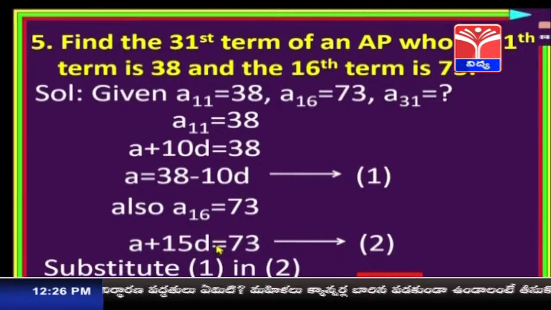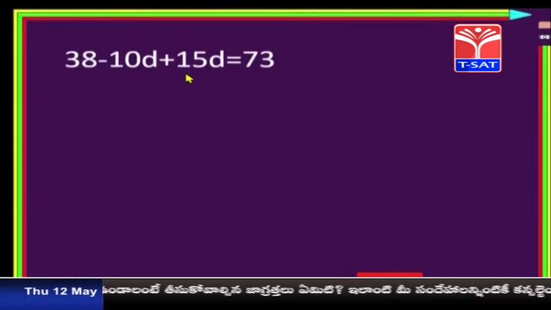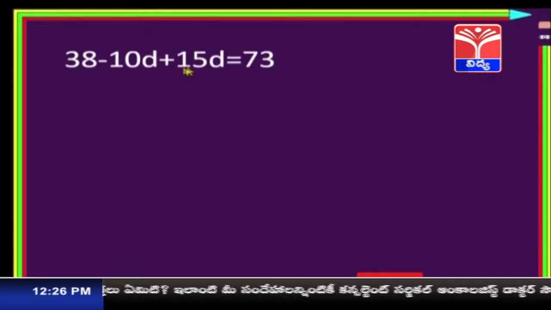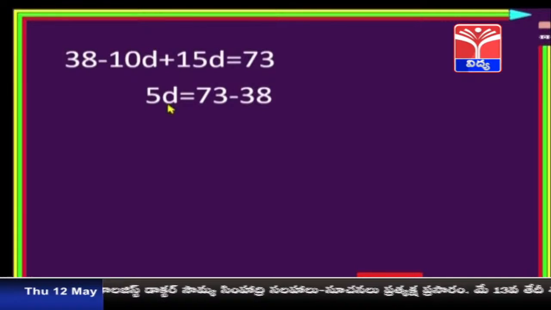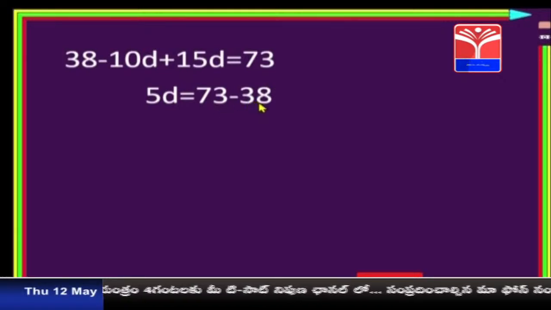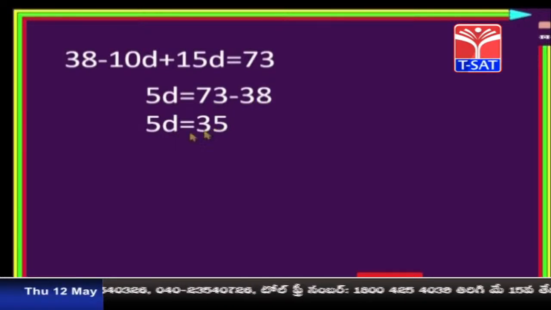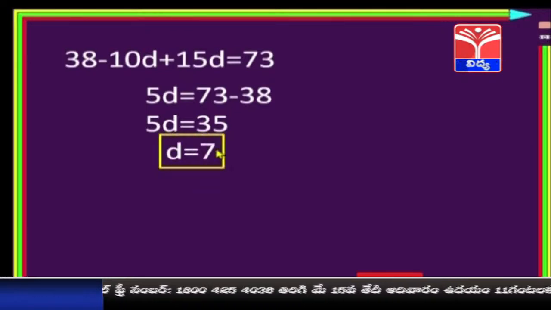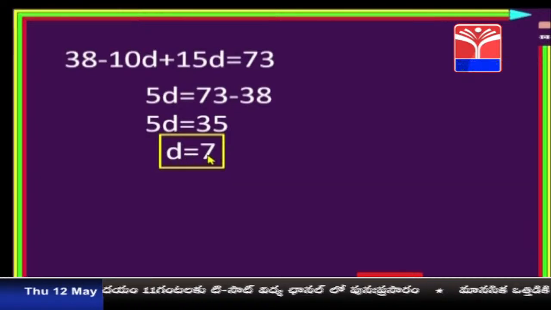So, then this relation will modify like this, 38 minus 10D plus 15D is equal to 73. Now, 15D minus 10D, these are like terms, then that is 5D. Now, at the same time I am sending 38 to the right hand side, then it becomes 73 minus 38. Now, 5D is equal to 35, 73 minus 38 how much? 35. Now, divide 35 by 5, D is equal to 35 by 5. What is 35 by 5? 7. So, now we got the D value as 7.